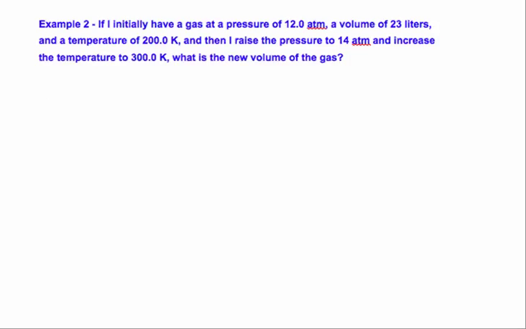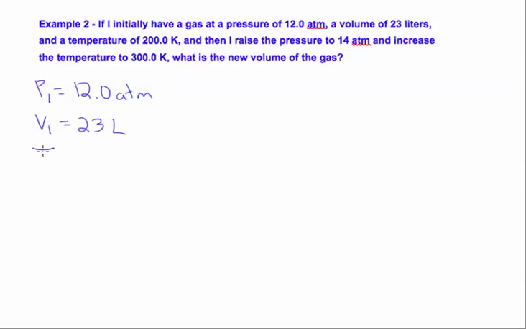This example says, if I initially have a gas at a pressure of 12 atm, a volume of 23 liters, and a temperature of 200 K, and then I raise the pressure to 14 atmospheres and increase the temperature to 300 Kelvin, what is the new volume of the gas? So we start by writing down what we know. So P1 is equal to 12.0 atmospheres, and V1 is 23 liters. And it's okay that this is in liters instead of milliliters. It just means our answer will be in liters.